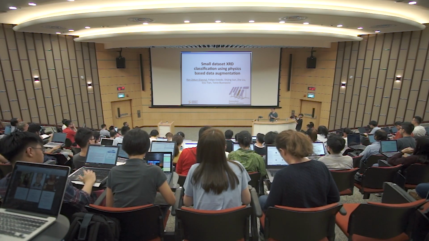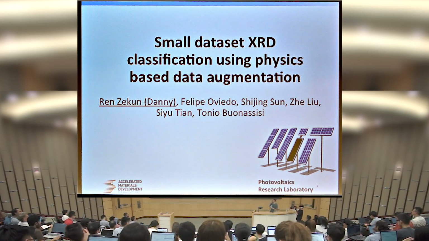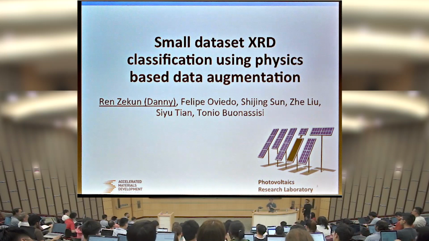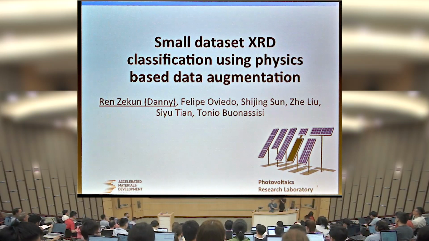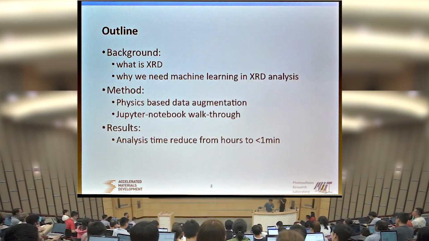So today I'm going to talk about using machine learning to accelerate material diagnosis, specifically for XRD, X-ray diffraction classification problems. Here we are trying to tackle a common problem in the material science world: our data set is small and sparse, so we might not have sufficient data to train our neural network or support vector machine algorithms. So how do we deal with this situation?